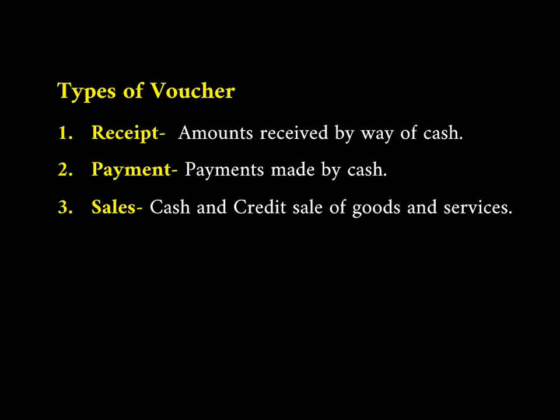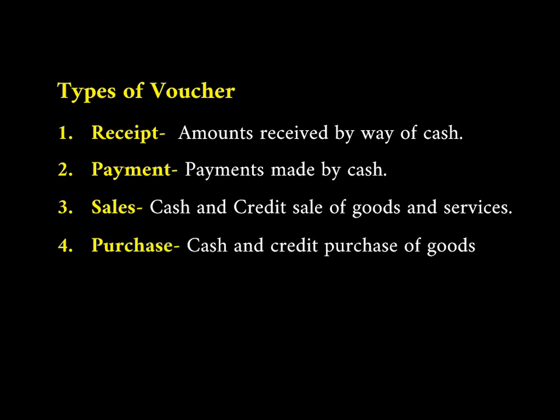Especially you have to keep in mind this: when you sell any goods on credit, that time you are going to make a sales voucher. That is called credit sales of goods and services. Next, purchase voucher, the opposite of the sales voucher. When you purchase goods on credit, that time only the purchase voucher can be made. Okay, so the purchase voucher will be made when you purchase goods on credit.